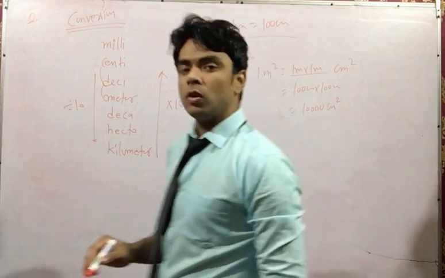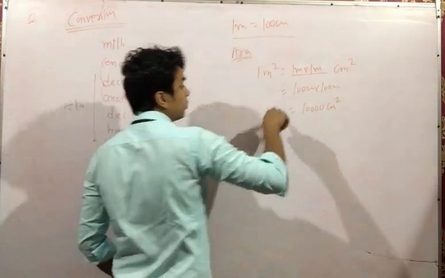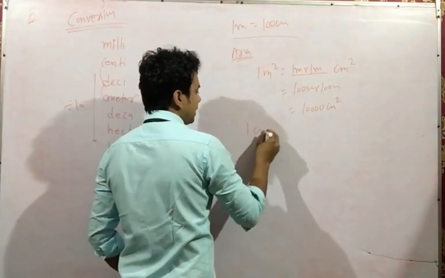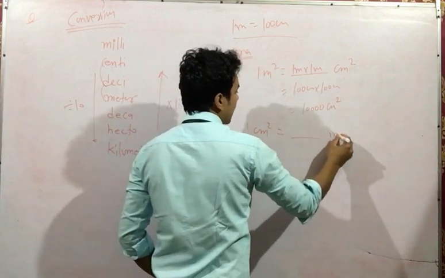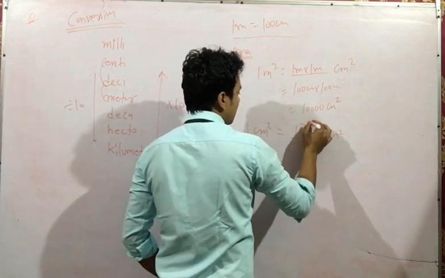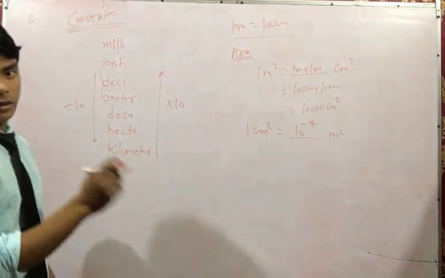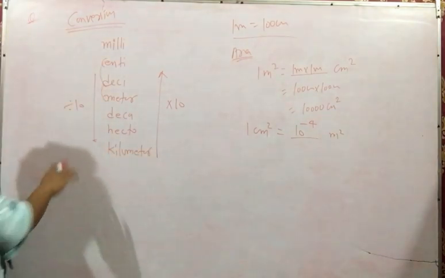This conversion you must know, and the reciprocal is most important. If I ask you 1 centimeter square equals how many meter square, you must say, sir, 10 to the power minus 4, because it is 1 upon 10,000. Okay, that is important. So this is area.